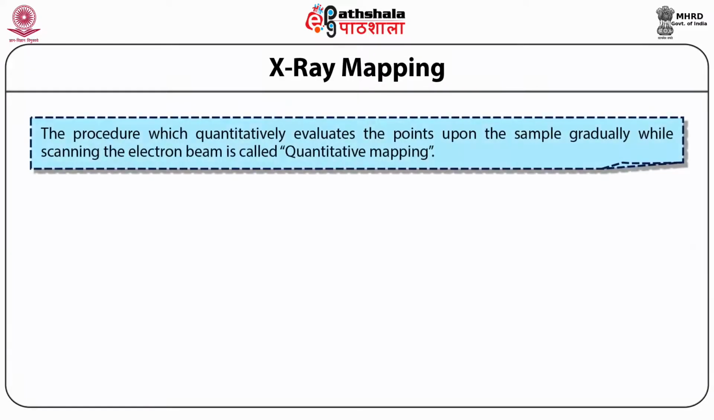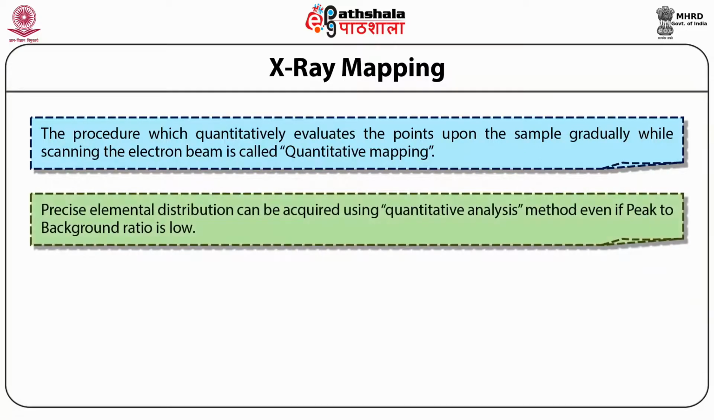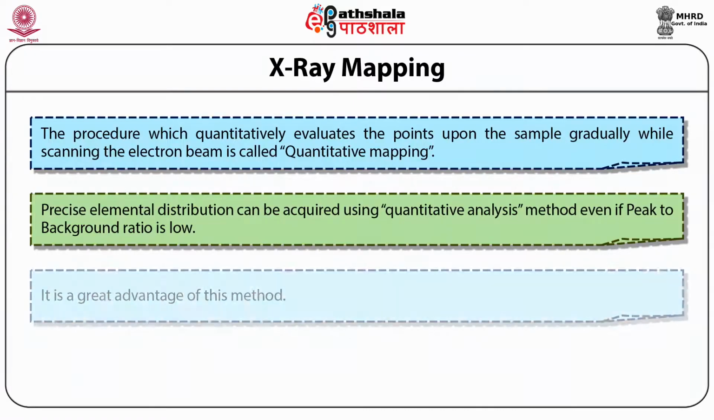Figure shows an example of X-ray mapping. The procedure, which quantitatively evaluates the points upon the sample gradually while scanning the electron beam, is called quantitative mapping. Precise elemental distributions can be acquired using the quantitative analysis method even if the peak to background ratio is low. It is a great advantage of this method.